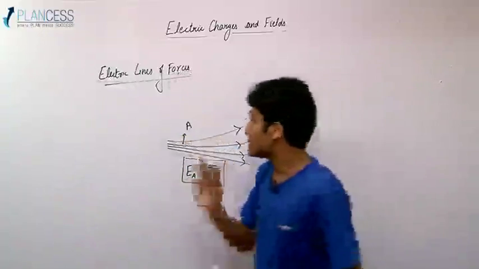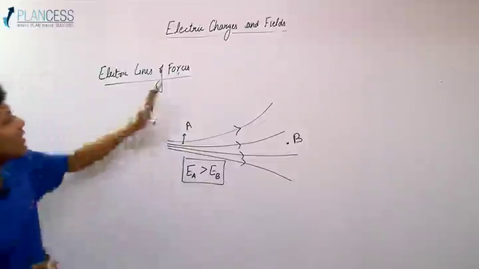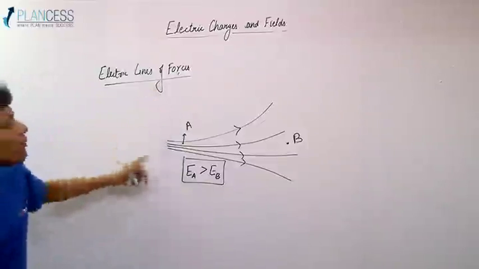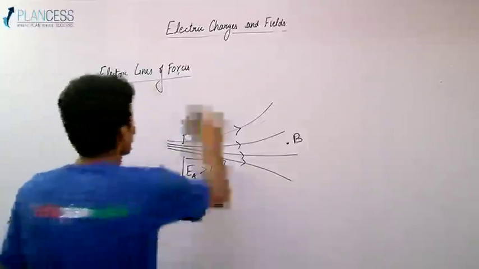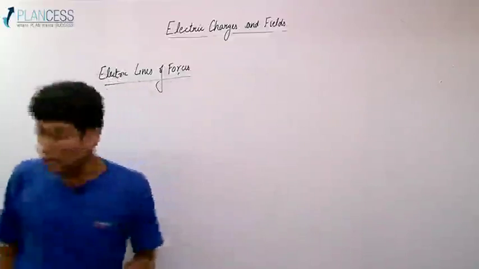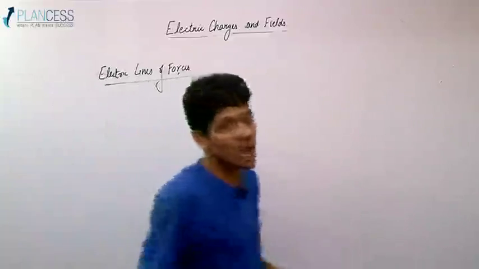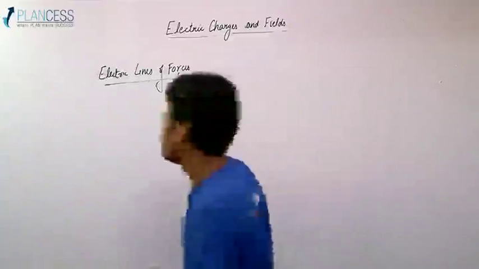So the property says that the more dense the electric lines of forces are, the more is the value of electric field. So this was a property. Another property is that the number of lines that originate from a charge is directly proportional to the amount of charge, or to the value of the charge.